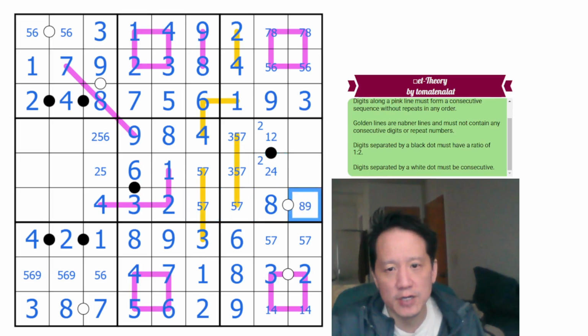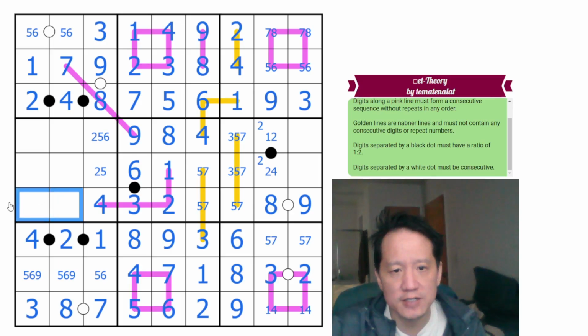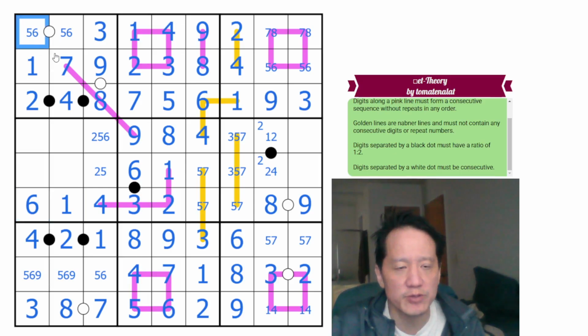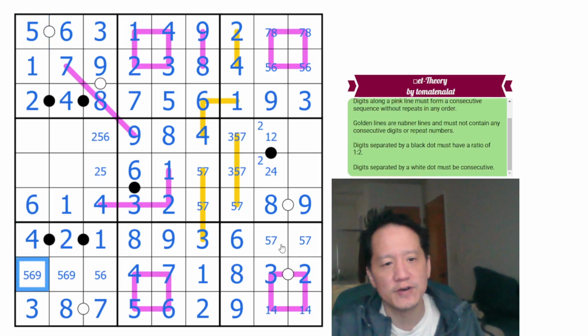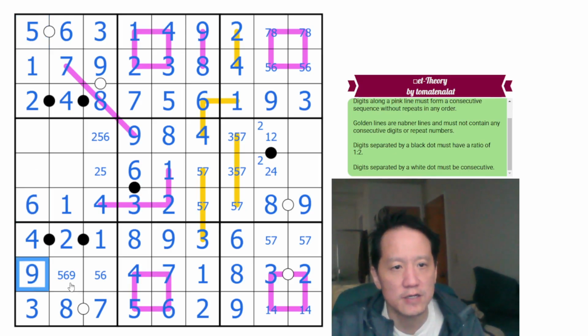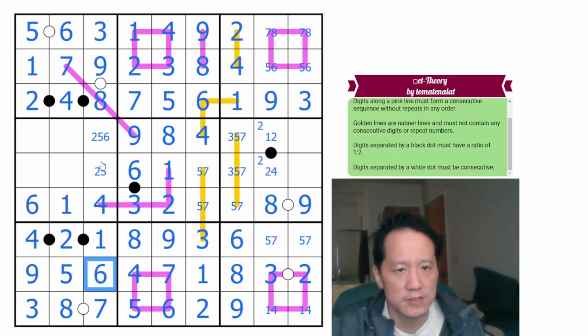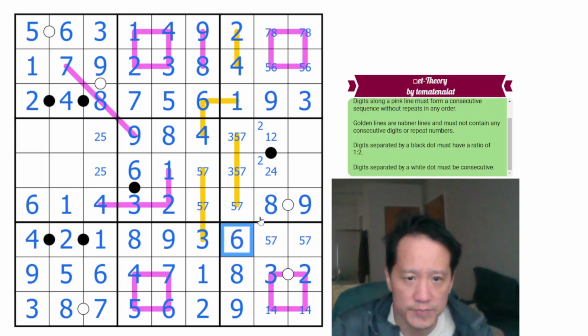This has to be a 9. So this has to be a 1-6 pair. And this can't be 1, so this is 6, which makes that a 1. This 6 means this can't be 6, so this is 5, which makes that 6. This 5 and 6 means this can't be 5 or 6, so this is 9. This can't be 6 or 9, so this is 5, which makes that 6. And this 6 means this cannot be a 6. So this is 2, 5, 2, 5.